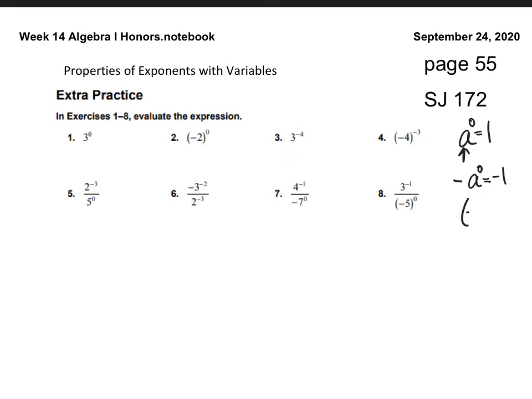If you had negative a, which is what that says inside the parentheses, raised to the 0 power, that is positive 1. So it does make a difference the way it's written as to which answer you will put. You may want to write these down on the side just to remember these little properties of exponents for the power of 0. Looking at number 1, 3 to the 0 power is 1. Number 2, negative 2 raised to the 0 power is 1.